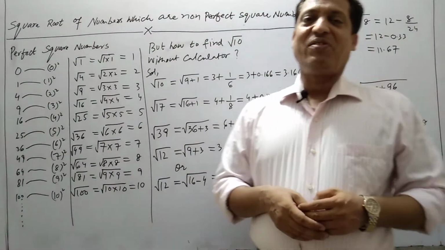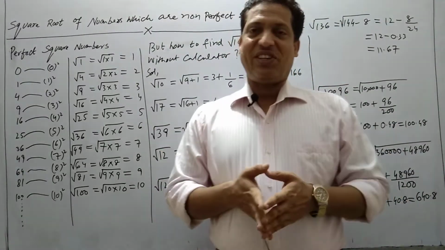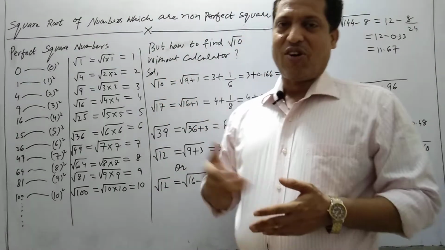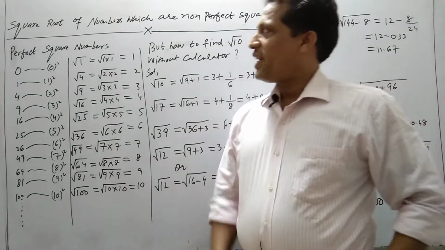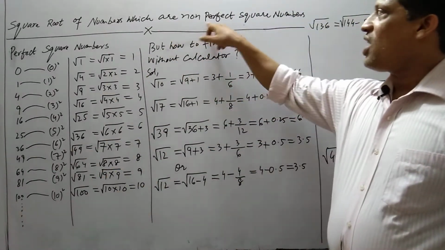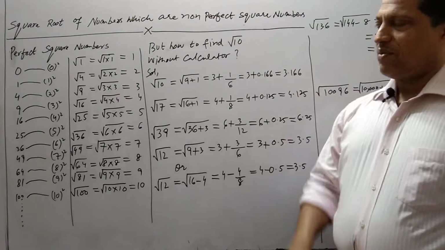In the last class, I gave you the method to solve a quadratic equation, the shortest way to solve a quadratic equation. Now, our today's topic is the square root of numbers which are non-perfect square numbers.